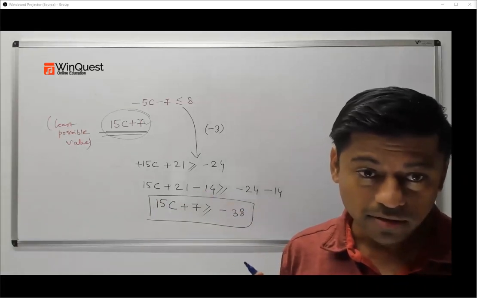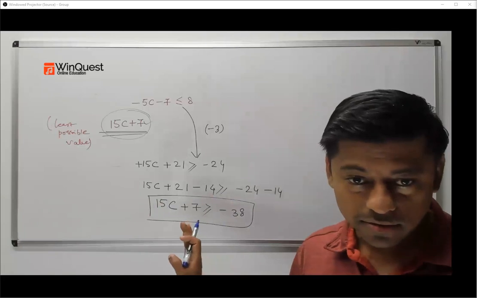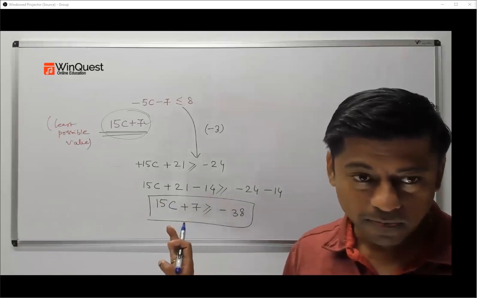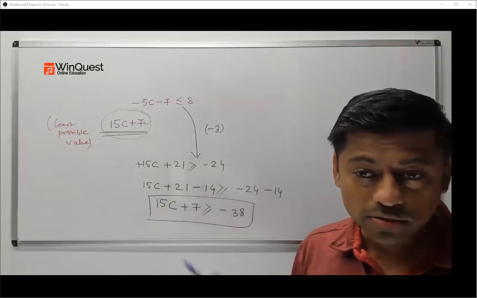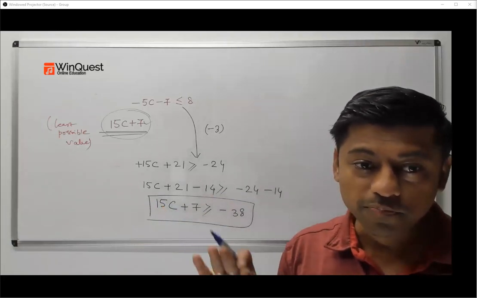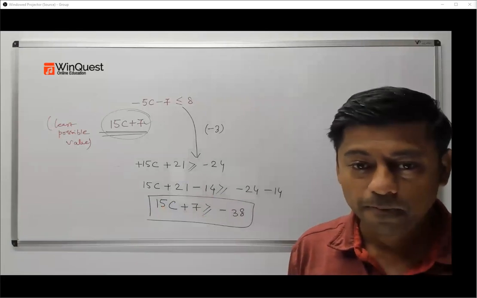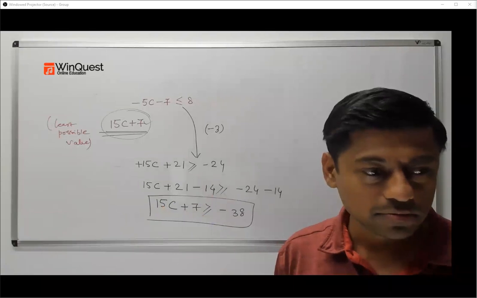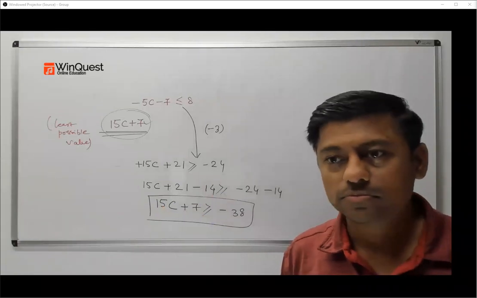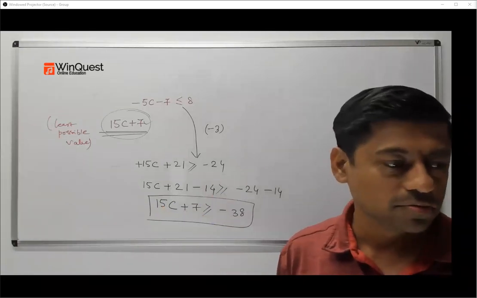Yeah. Is this the answer? I think so. Yes. So the minimum value, the least possible value of this expression, is what? -38. Anything wrong with this? No. Yes, there is nothing wrong.